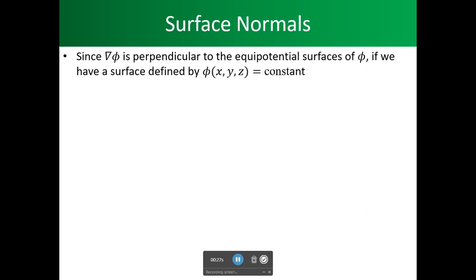Since the gradient of phi is perpendicular to the equal potential surfaces of the function phi, if we have a surface defined by phi at xyz is equal to a constant. So our function phi has to be a what? A constant.